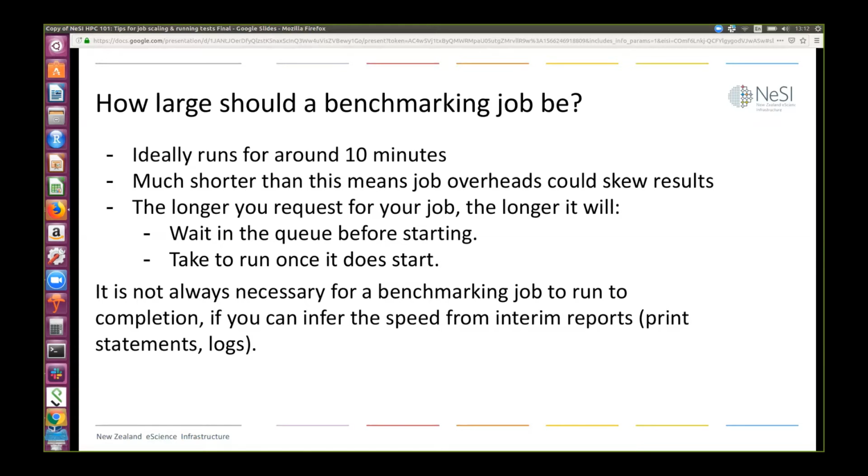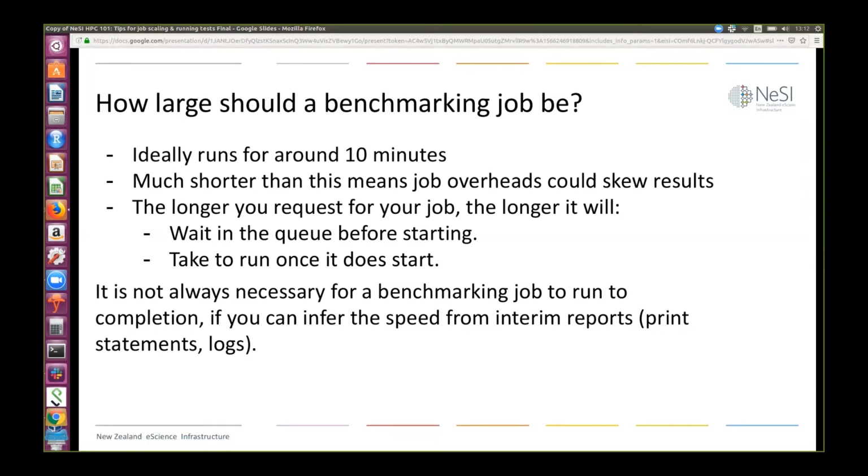That's not usually a problem, so it's okay even if it's only a few minutes long. It's okay if it's a bit longer than that as well. It's not a hard and fast rule. It's also good to make it short because it means you queue faster and your job starts and runs faster, and so that's always a benefit.